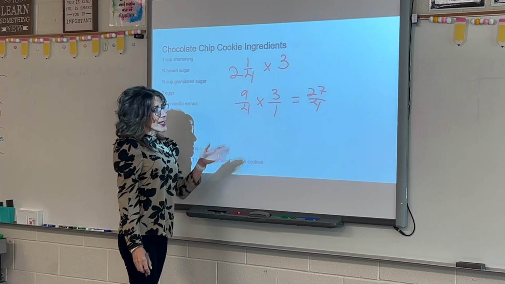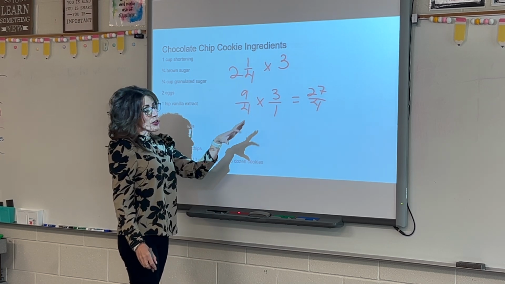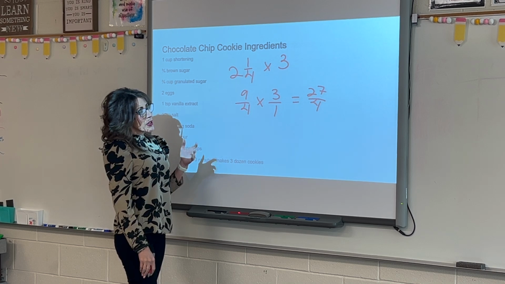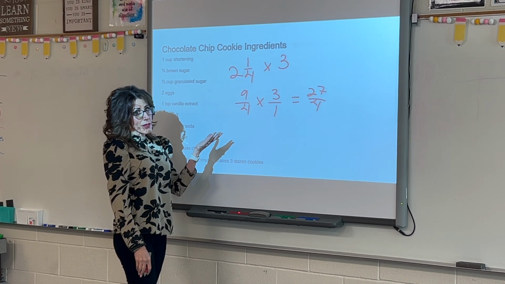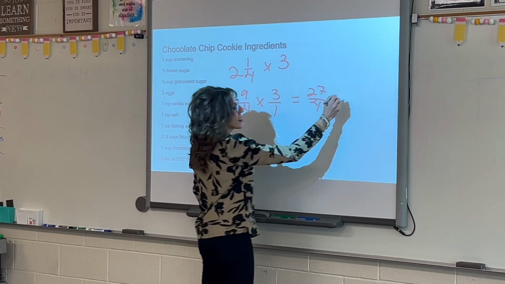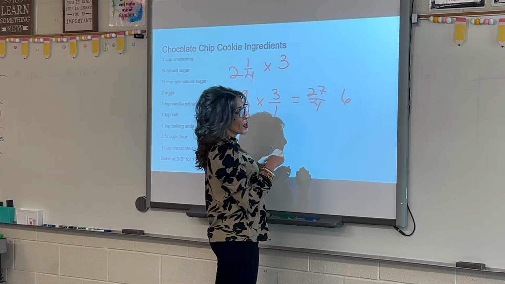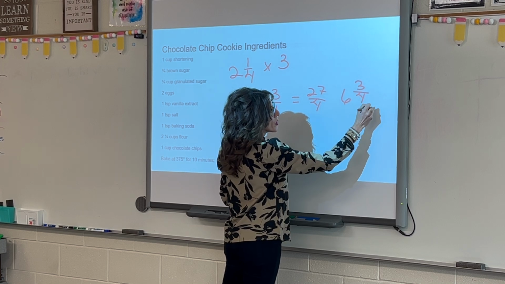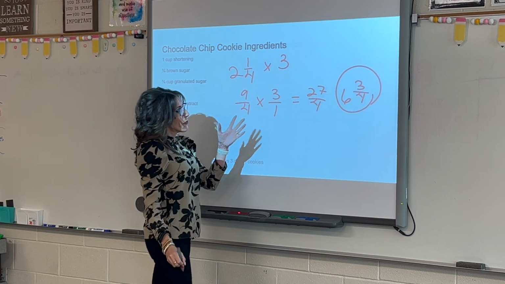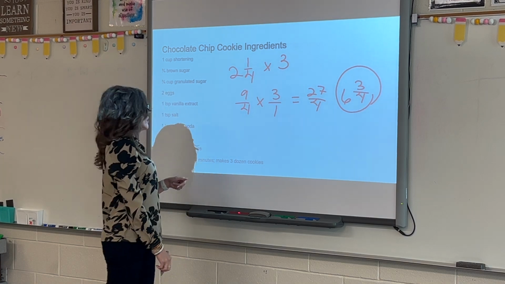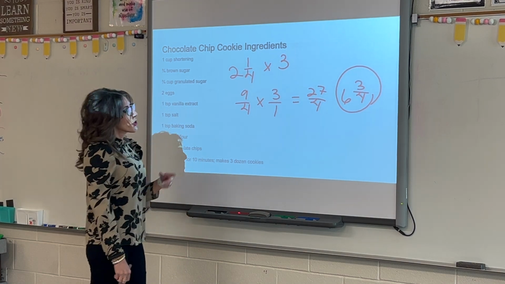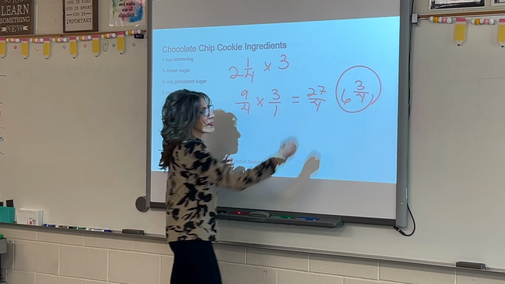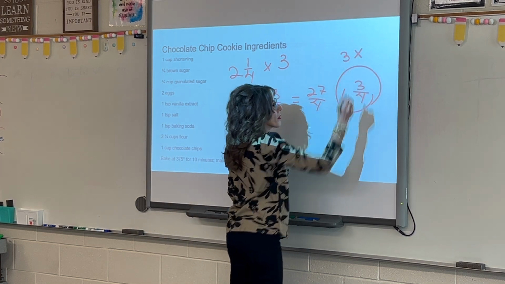And now I need to take that improper fraction and convert it back into cups. So 4 will go into 27 6 times. 6 times 4 is 24. So I have 3 left over, and I keep my denominator. So I need 6 3/4 cups of flour to triple my recipe. So that's going to be 3 times my recipe.